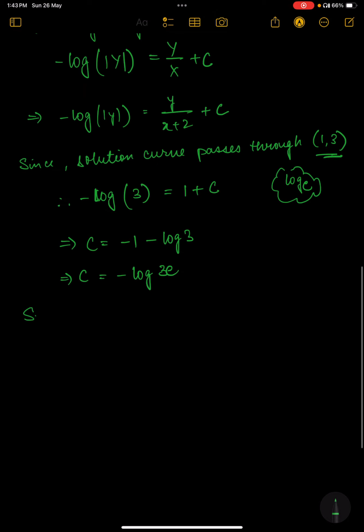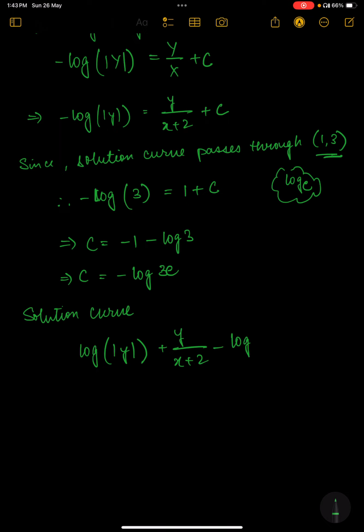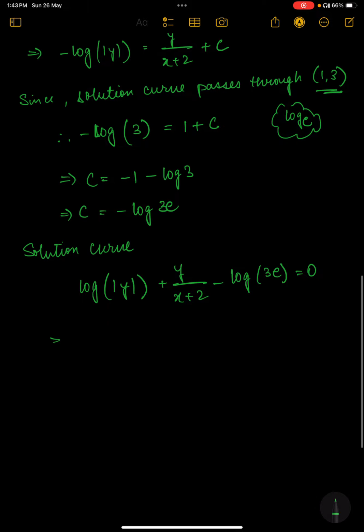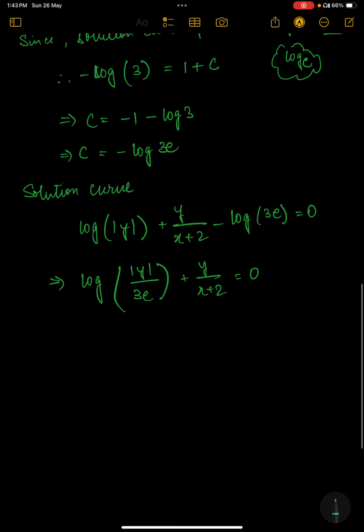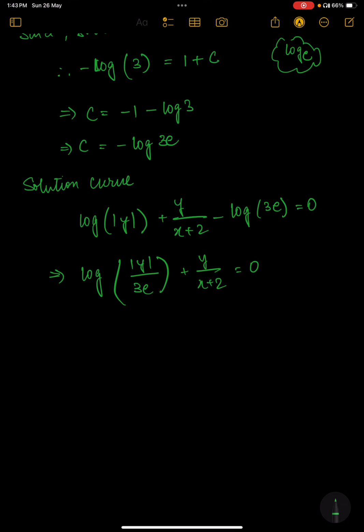So my solution curve is log mod y plus y by x plus 2 minus log 3e is equal to 0. Just a little more effort and I can rewrite this as minus log of mod y by 3e plus y by x plus 2 is equal to 0. I basically use the property of logarithms.